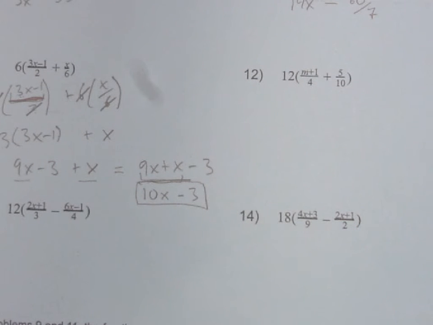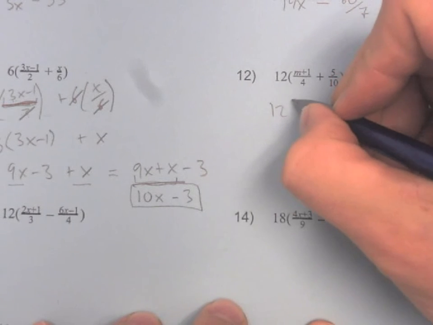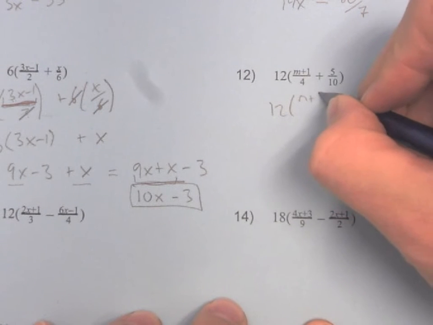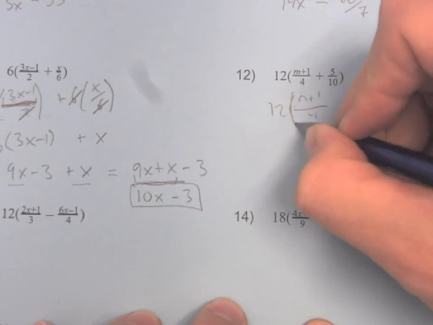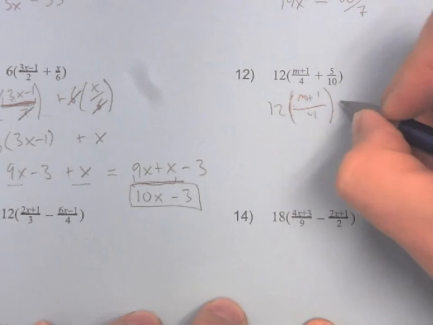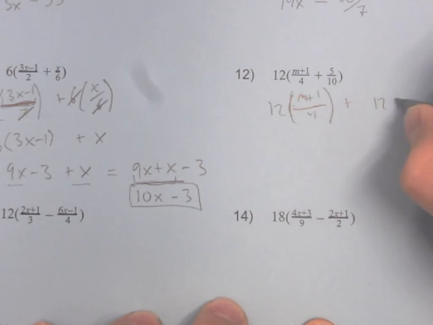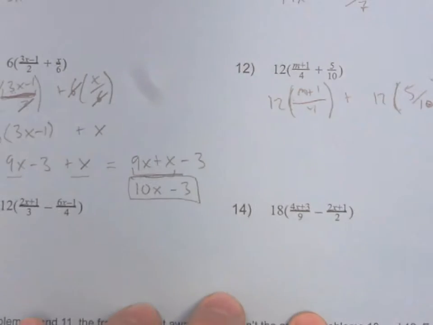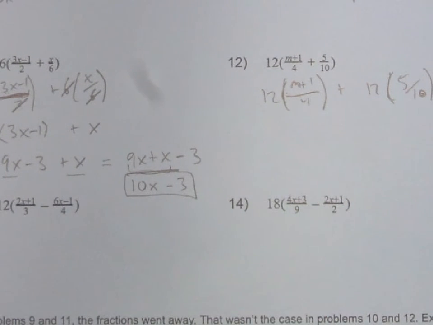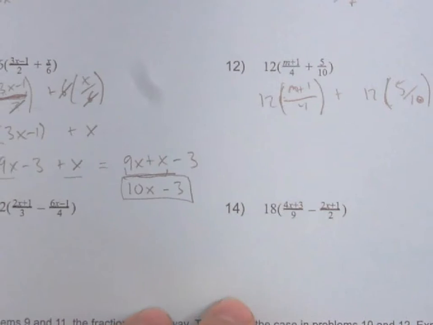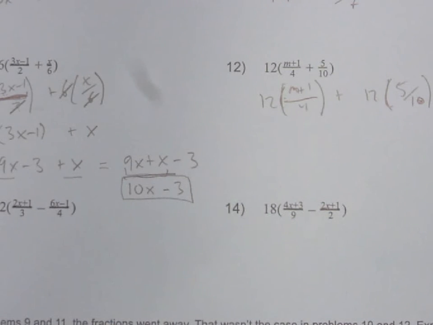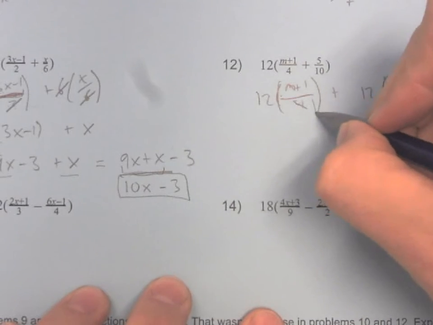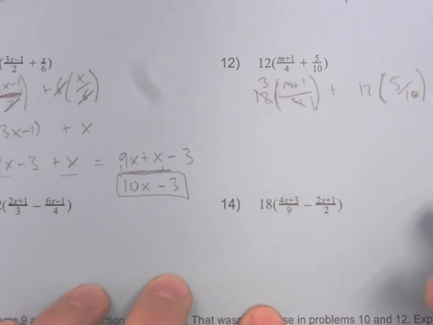Okay, coming back from pause, we're going to distribute the 12. That's our first step. So 12 multiplies the first fraction. We have a plus in the middle. 12 multiplies the second fraction. Then we're going to look for common factors that we can cancel. So 4 and 12 have a common factor of 4. In other words, 4 goes into 4 one time, and 4 goes into 12 3 times.